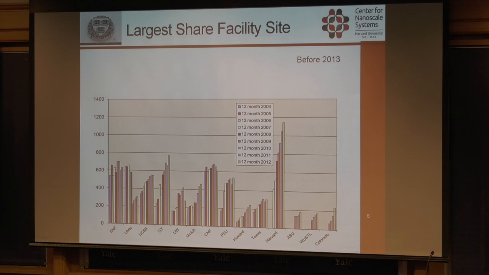Now here is some of the data of user numbers from 2004 to 2012. In 2012 we had already reached about 1,000, but this is the total number of CNS users. For the nanofab, at this point, we take about 60%. And after that, the current data, 2019, the total number is 1,754.